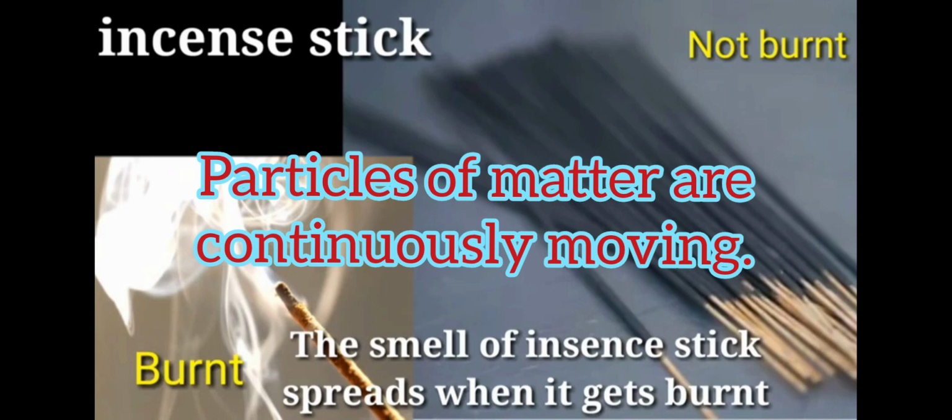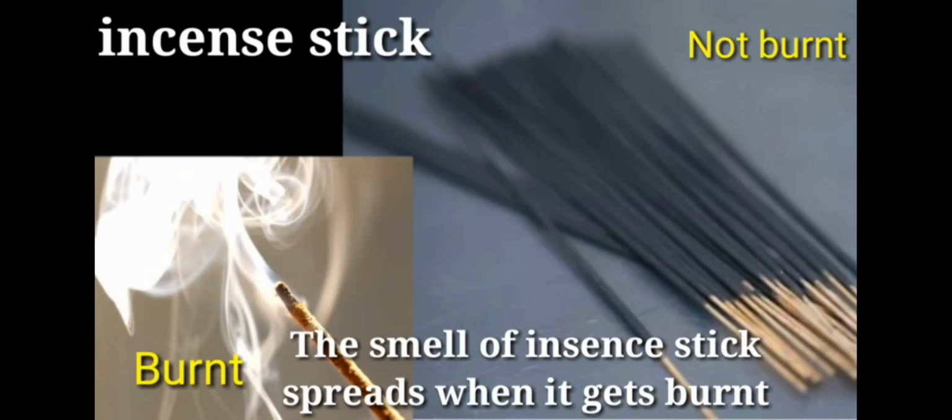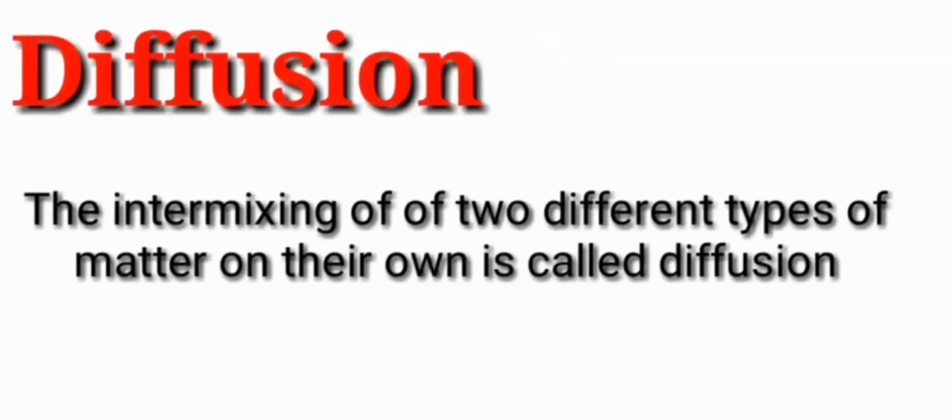Here, particles coming from the lit incense stick mix with particles of air and distribute themselves equally in all available space. This intermixing of particles of two substances on their own is called diffusion. Here, particles coming from the lit incense stick and particles of air are the two substances. What is the definition of diffusion? The intermixing of two different types of matter on their own is called diffusion.